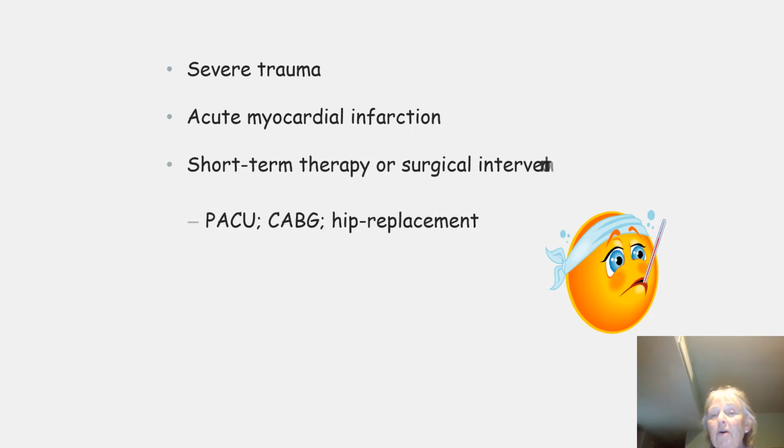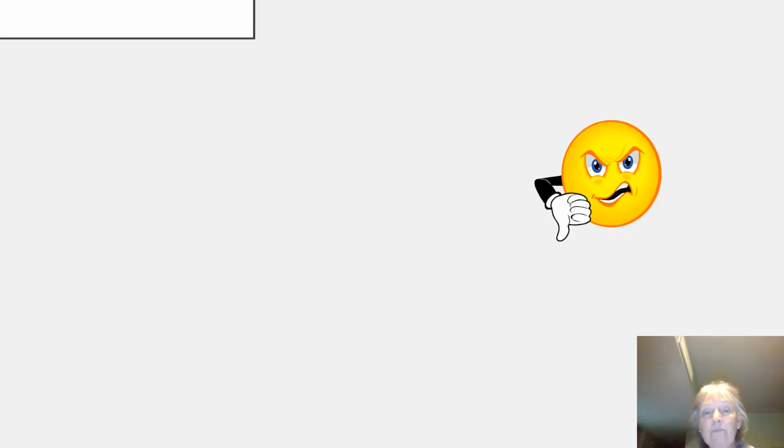Sometimes short-term therapy for some people who are having some surgical procedures. If you're going to be sleeping during those procedures or pretty well sedated, not necessarily all the way out, you're not going to be breathing as deeply and you're going to become a little hypoxic. If you have major surgeries, that's another reason that we need to put you on oxygen. There's your post-anesthesia care unit, your coronary artery bypass graft, hip replacements. We see a lot of hip replacements. Those guys need oxygen to help them heal.